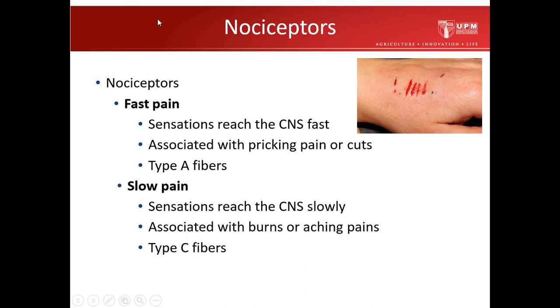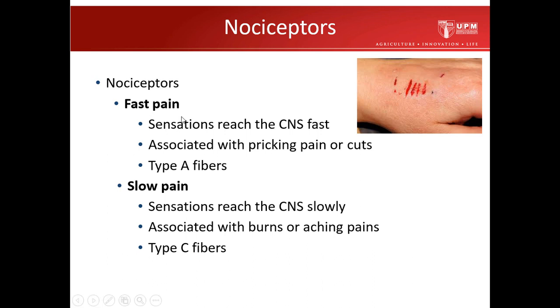Okay, next one is slow pain. With slow pain, the sensation reaches the central nervous system slowly. Examples that can trigger slow pain are burning or aching pains, and the slow pain sensation is carried by the type C fibers. In slow pain, you become aware of the pain, but you can only have a general idea of the area affected.